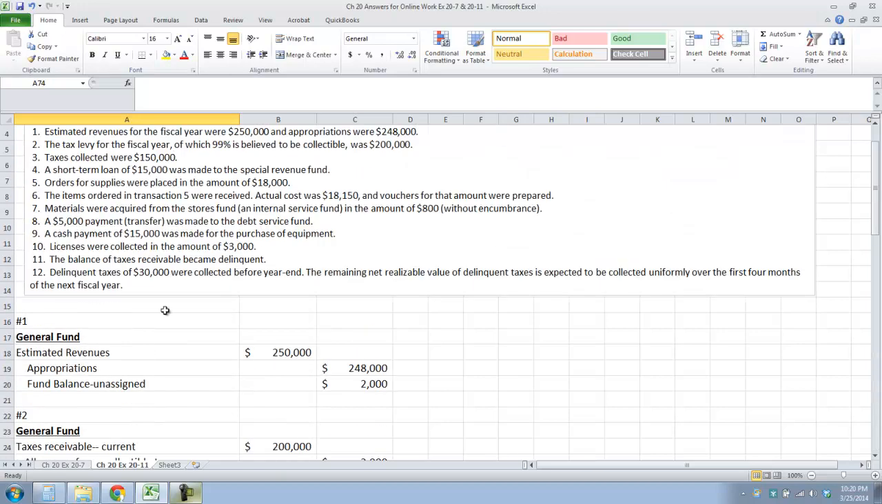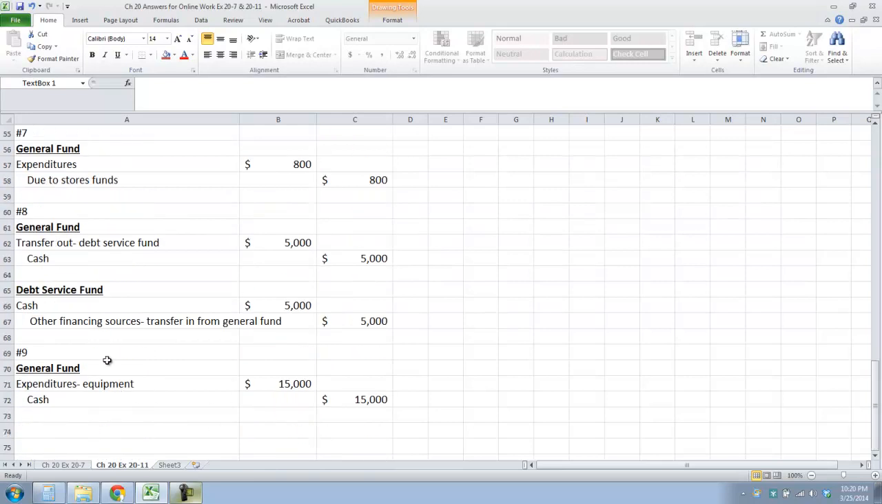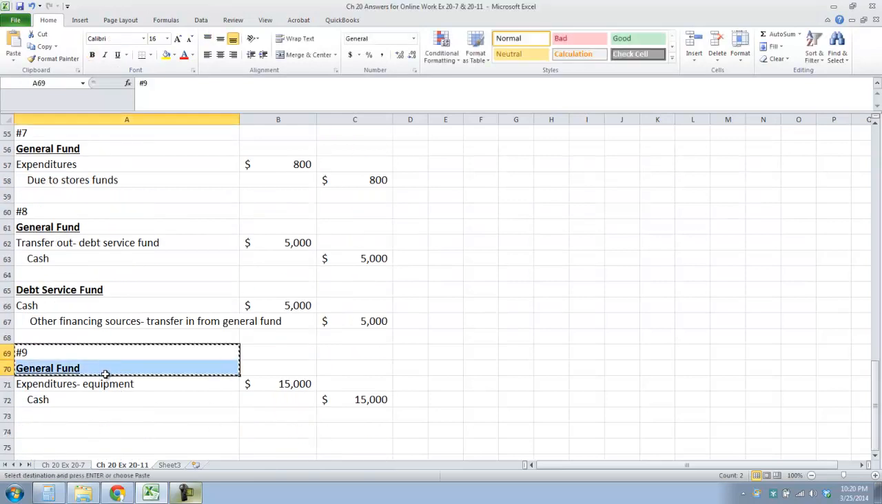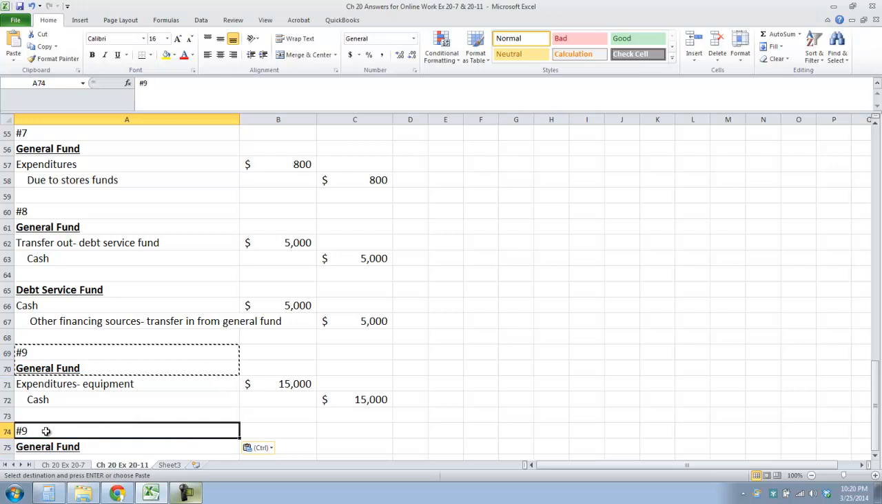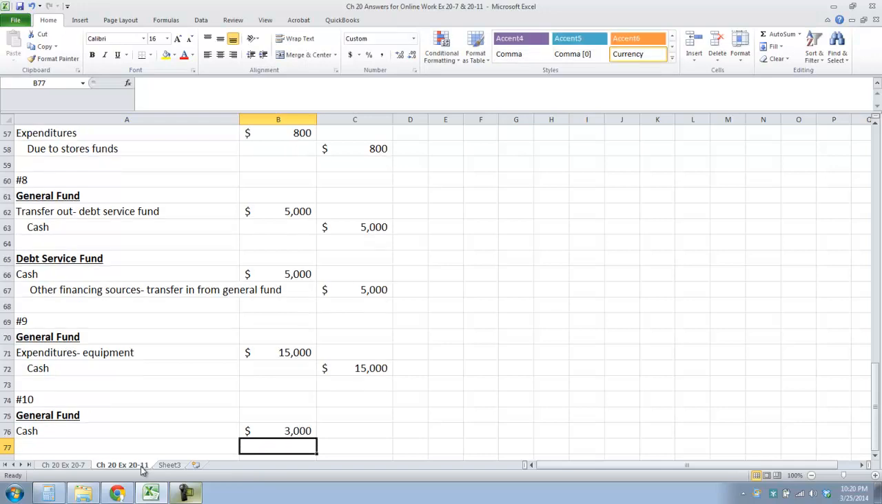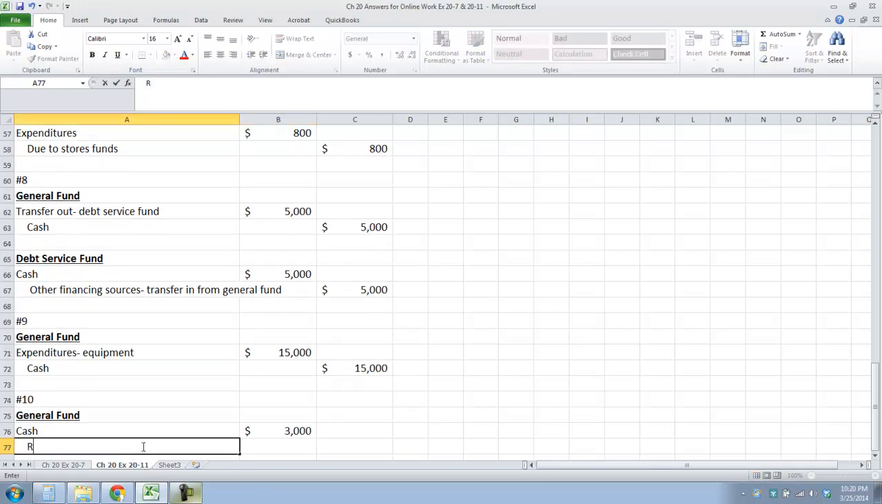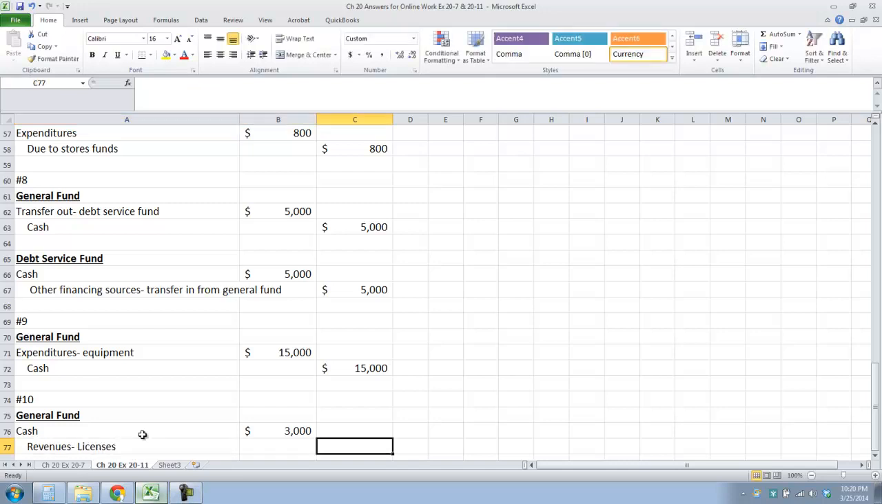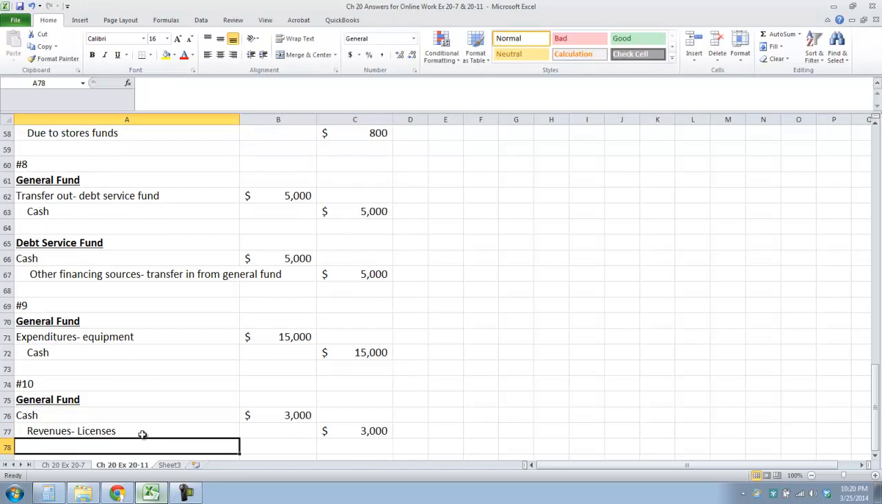Let's go on to number 10. Licenses were collected in the amount of $3,000. Still in the general fund. So we are going to receive $3,000, and it's going to be revenues, licenses, $3,000.